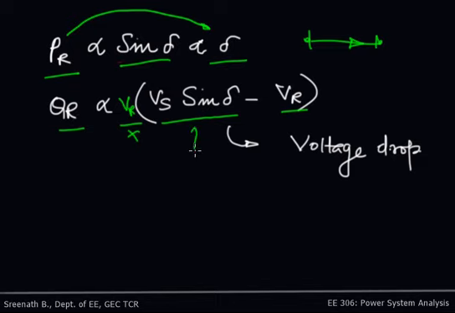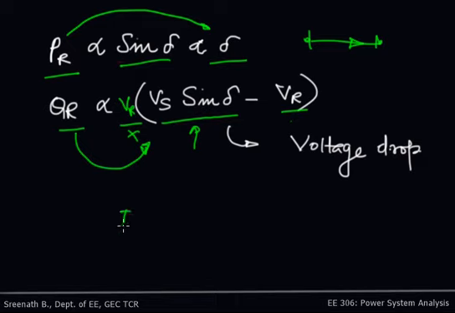This is your sending end voltage and this is your receiving end voltage, so the difference between the magnitudes of these voltages gives you the voltage drop. So your reactive power depends on the voltage drop between 2 points in that transmission line, the real power depends on the angular difference, and the reactive power depends on the voltage drop.